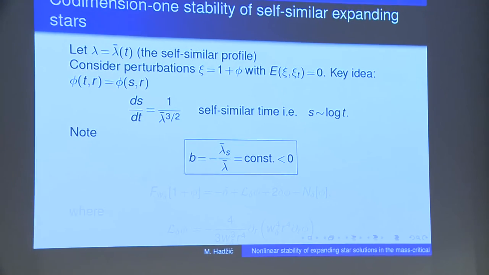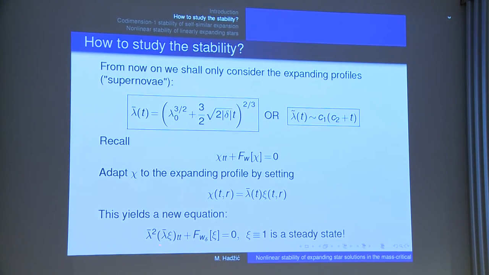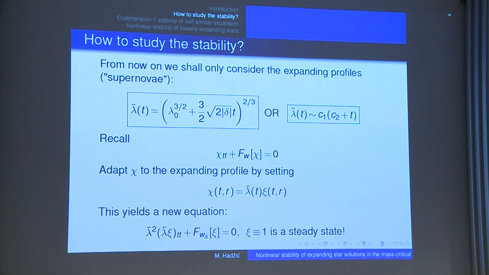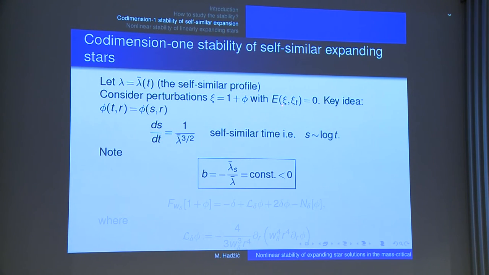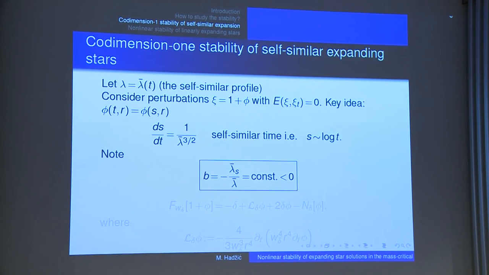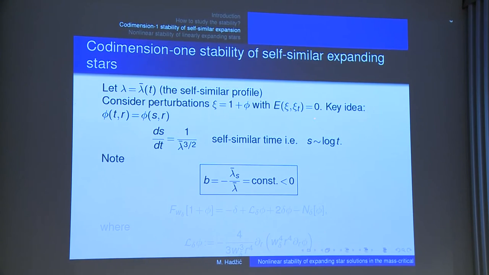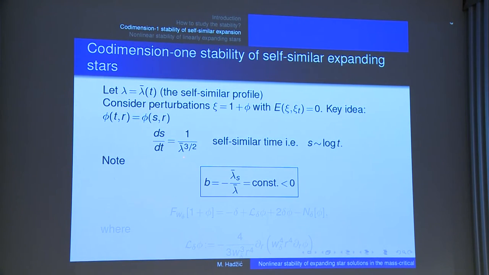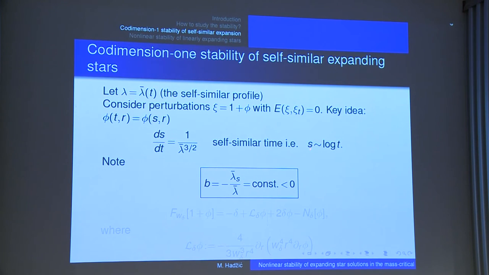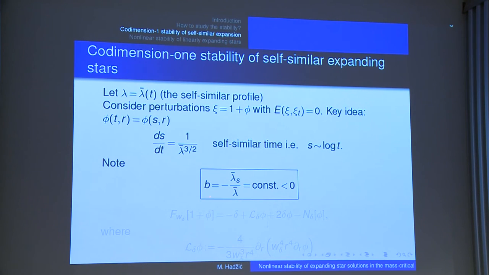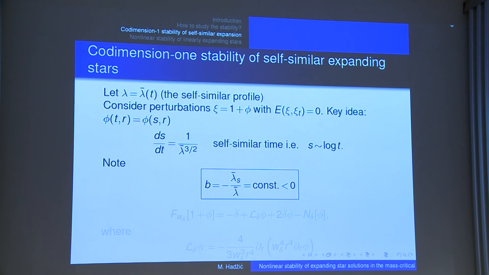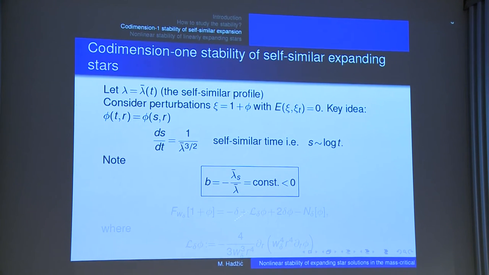Okay, xi is a steady state of the equation on this slide. So I will write xi as 1 plus a perturbation. Xi equal 1 is a steady state. You do that. You demand that the initial energy is 0, that the energy of the perturbation is 0. Energy is conserved, so this is a conserved quantity. And of course, the key idea, as I mentioned, is to pass to the self-similar time. So this roughly means that the new time behaves like log t, because lambda expands like t to the 2/3. If you do that, you discover that this coefficient here is constant. I call it b to honor some of the notation that's popular in the literature. This quantity is a constant which is strictly less than 0.